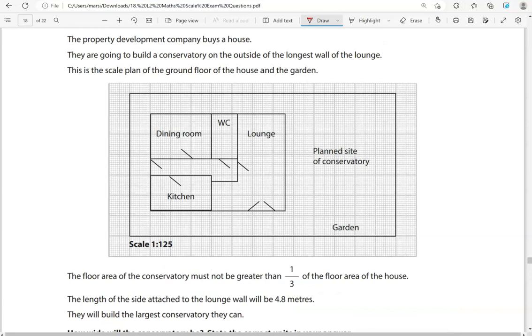So the first criteria that we've got here is the floor area of the conservatory must not be greater than 1/3 of the floor area of the house. So what is the floor area of the house? There we have the house. So we've got 1, 2, 3, 4, 5, 6.5 centimeters for the length, and the width is 1, 2, 3, 4, 4.8.